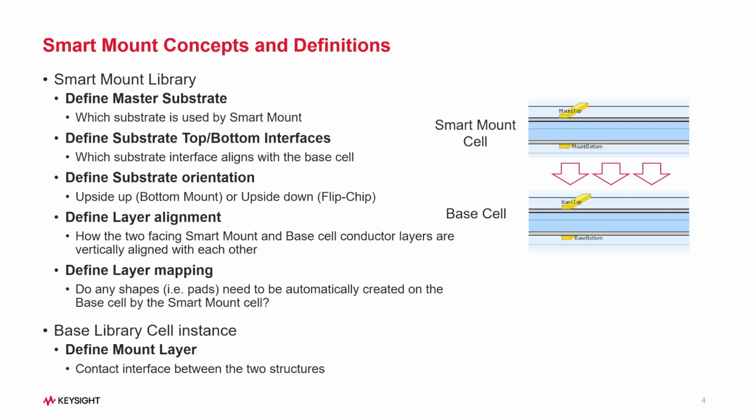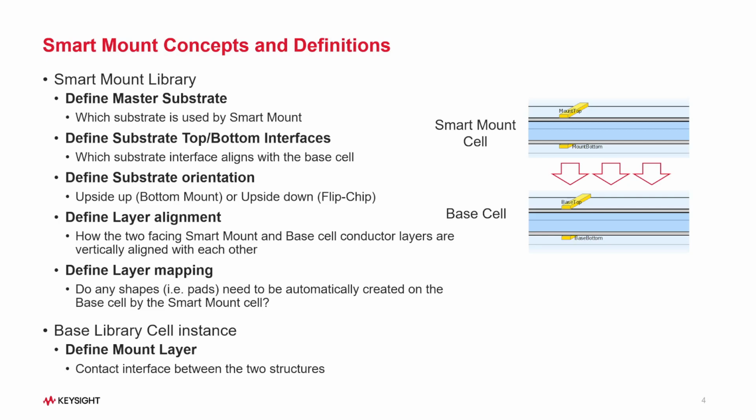So what do we need to define in order to be able to use a Smart Mount? First thing is, there's actually a set of definitions for each library involved, and here I refer to Smart Mount library and base library. So the Smart Mount library is basically mounted on the base library. So let's start with the Smart Mount library. First thing is define the master substrate. So there could be several substrates defined in each library, but only one is actually used for this assembly. And I'll show later how to do that.